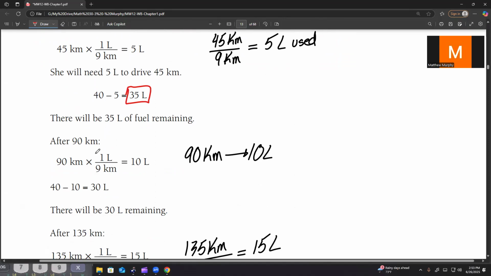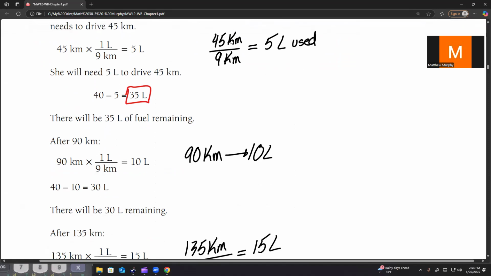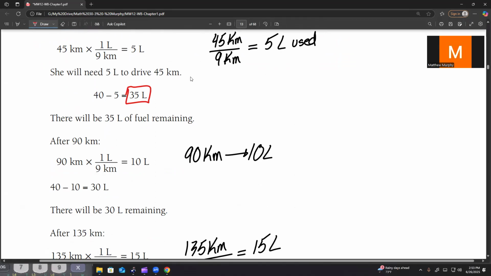Okay. And then the next question is, so after 90, how much fuel is left? Well, if 45 kilometers uses 5, we can just use logic that 90 is double of 45, so we should burn 10 liters. And 40 minus 10 would mean there are 30 liters remaining.